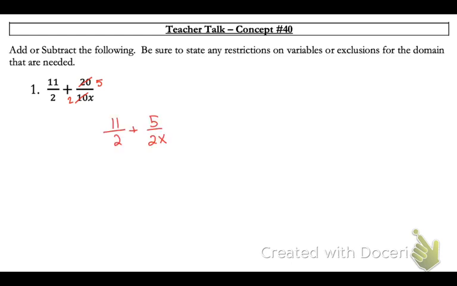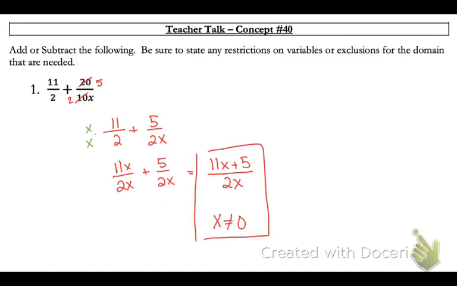Okay, so now I'm left with this statement, and I need to still have a common denominator. The first fraction is missing an x in the denominator, so I'm going to multiply the top and bottom by x, and we'll end up with 11x over 2x plus 5 over 2x. Once our denominators are the same, we're just going to add our numerators, and we're left with 11x plus 5 over 2x. Again, remember that you need to state your restrictions, so we're going to take our denominator and write our limit, and our x value cannot equal 0.